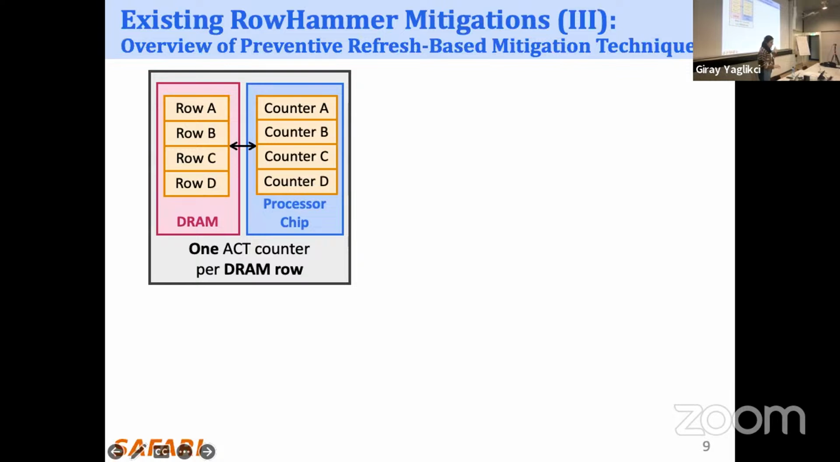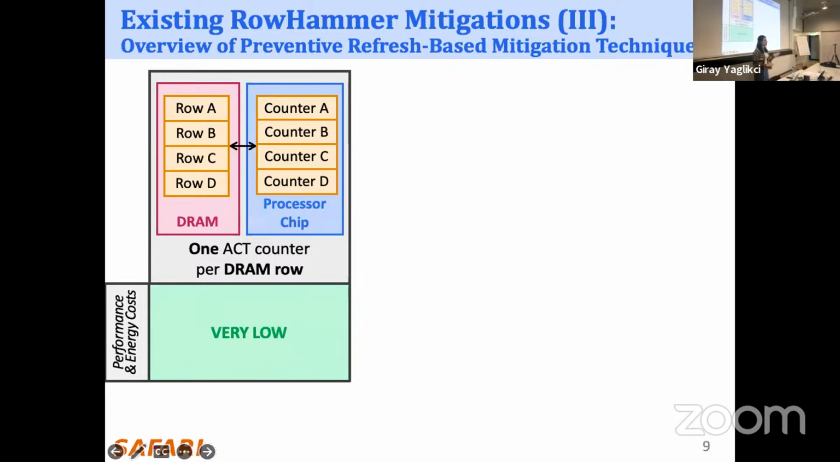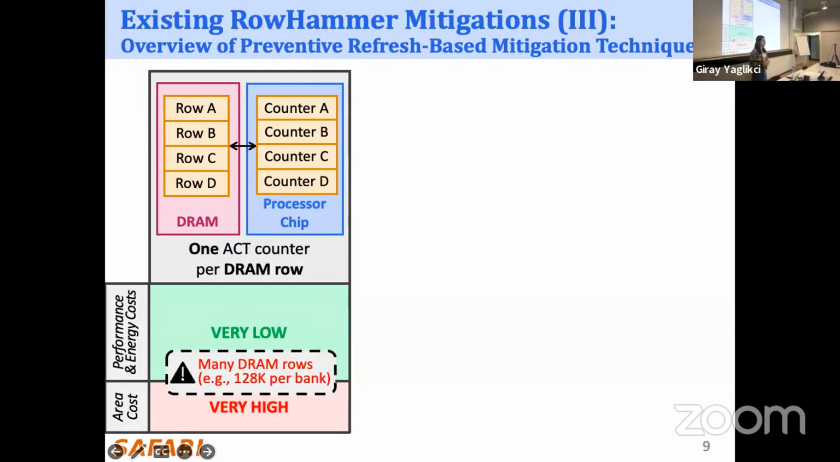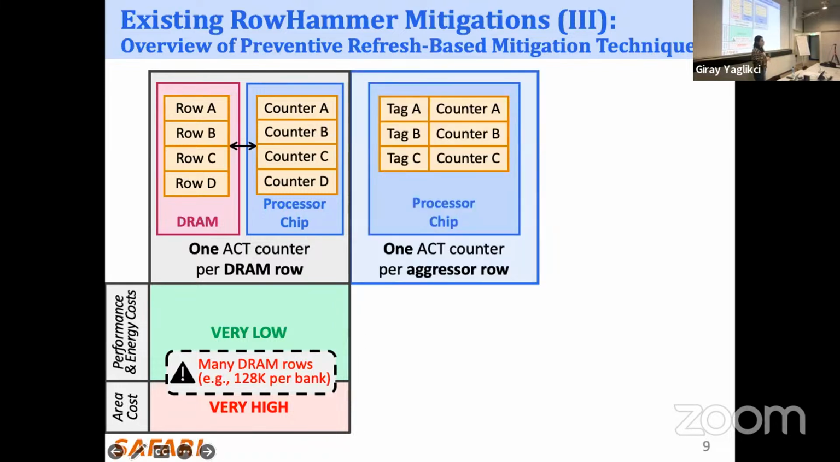The mitigations based on this approach have very low performance and energy costs because they can do preventive refreshes only when it is absolutely necessary. But as you can imagine, the area costs are very high because we have many DRAM rows in today's DRAM devices, so we need to store a lot of data just to track these activation counts. The second approach aims to reduce the number of counters using one observation: an attacker can only hammer a small set of the DRAM rows before DRAM is periodically refreshed. So this reduces the number of counters that we need.